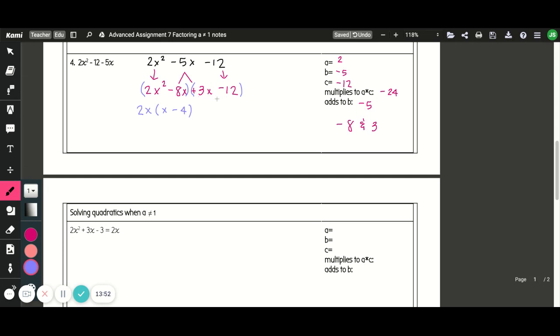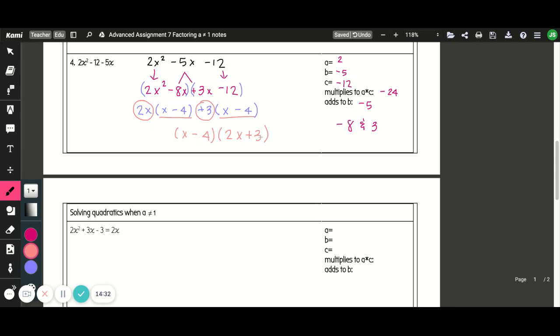In the second group, 3 and 12 are both divisible by 3. Since it's positive, I'm going to factor out a positive 3. So I've taken the 3 out. I still have an x. Negative 12 divided by 3 is negative 4. So these two match. They make up one factor. And my GCFs, 2x plus 3, make up the other factor.